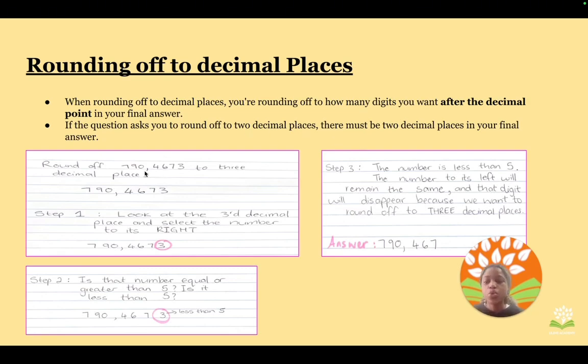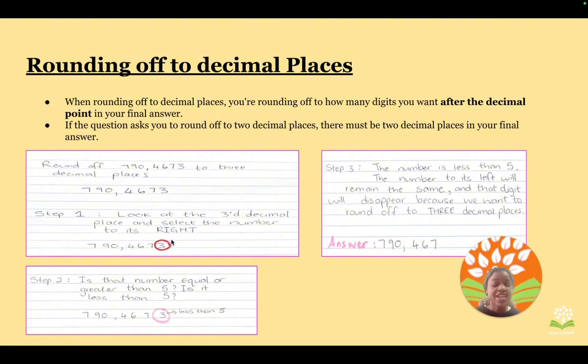If you needed to round off this number here, 790,4673, to 3 decimal places. Okay, so this is your number, right? If you want to round it off to 3 decimal places, look at the 3rd decimal place. After the comma, 1, 2, 3. Look at the 3rd decimal place, then look to the right. Select the number to its right. What is the number to its right?